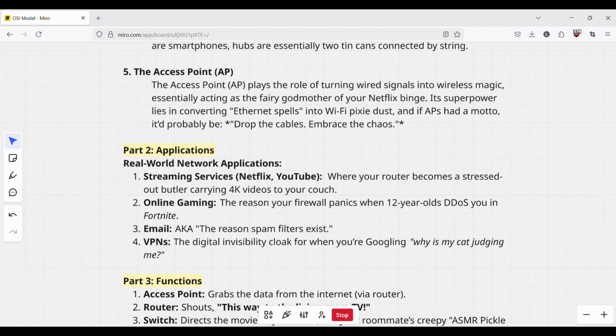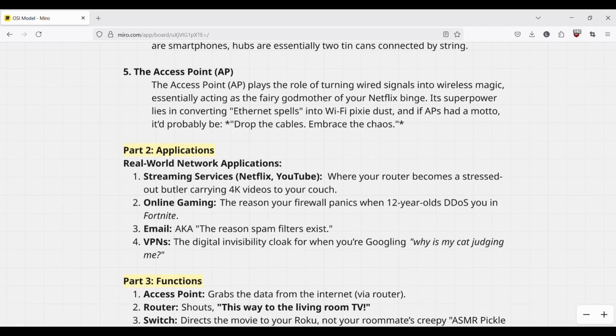Part 2, applications. These are network applications, maybe like number 1, streaming services like Netflix or YouTube, where your router becomes a stressed out butler carrying 4K videos to your couch. Number 2, online gaming, the reason your firewall panics when 20 year olds DDoS you in Fortnite. Number 3, email, aka the reason spam filters exist. Number 4, VPNs, the digital invisibility cloak for when you are Googling, "Why is my cat judging me?"